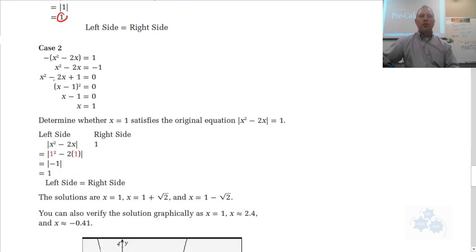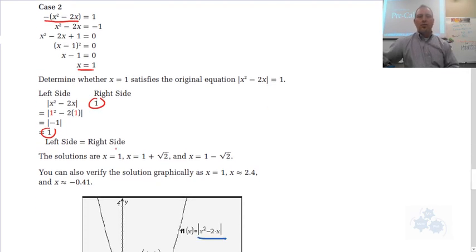Case 2 is where you use the negative version of that. Again, you get a quadratic, you solve, you have x equals 1, you check it, and the left side and right side agree in this equation, so you now have 3 answers: x equals 1, and x equals this one and this one. So you have 3 possible solutions.